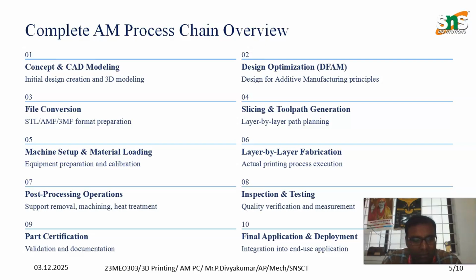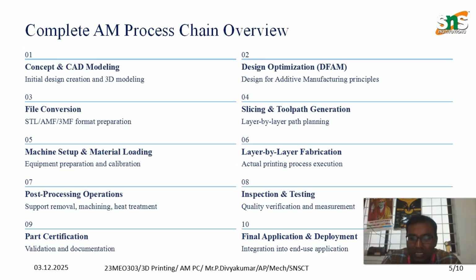Next major step is process planning. That means selection of the AM process. As I had already told, there are different types of additive manufacturing processes such as fused deposition modeling, selective laser sintering, stereolithography apparatus, etc. We need to define one particular machine based upon the application. And then we need to define the layer thickness, orientation of the parts, support structure, etc.